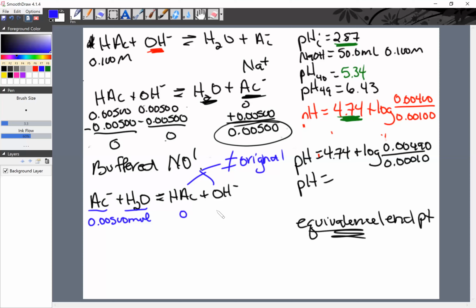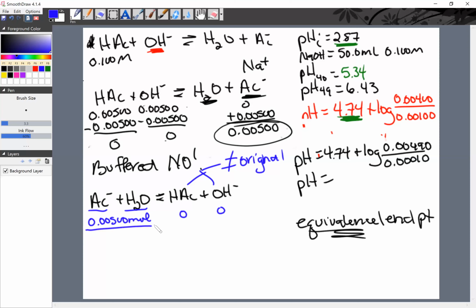I didn't start with any of those. Oh, look, this is just a weak base problem. So I can't be in moles, I have to be in molarity. And so right now I had 50 mils plus 50 mils, so 0.100 liters.